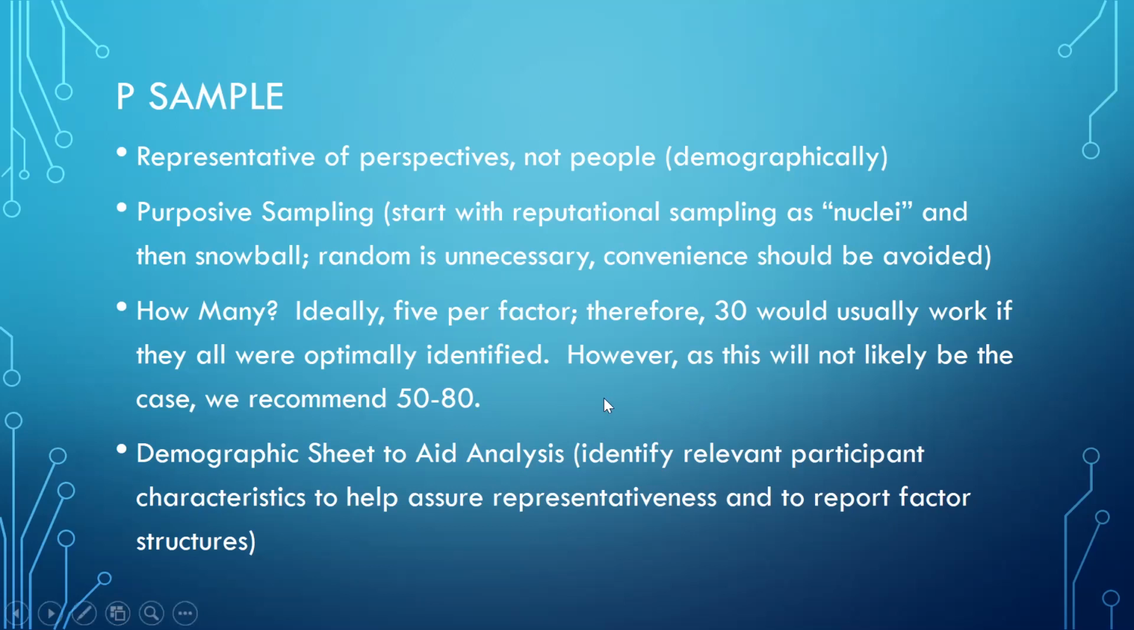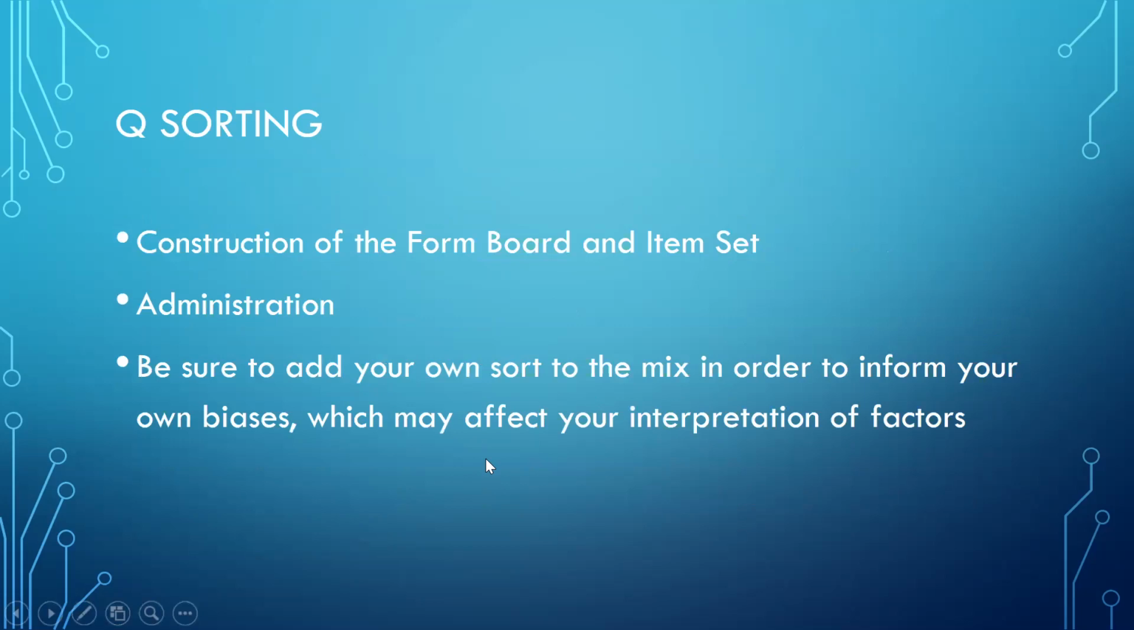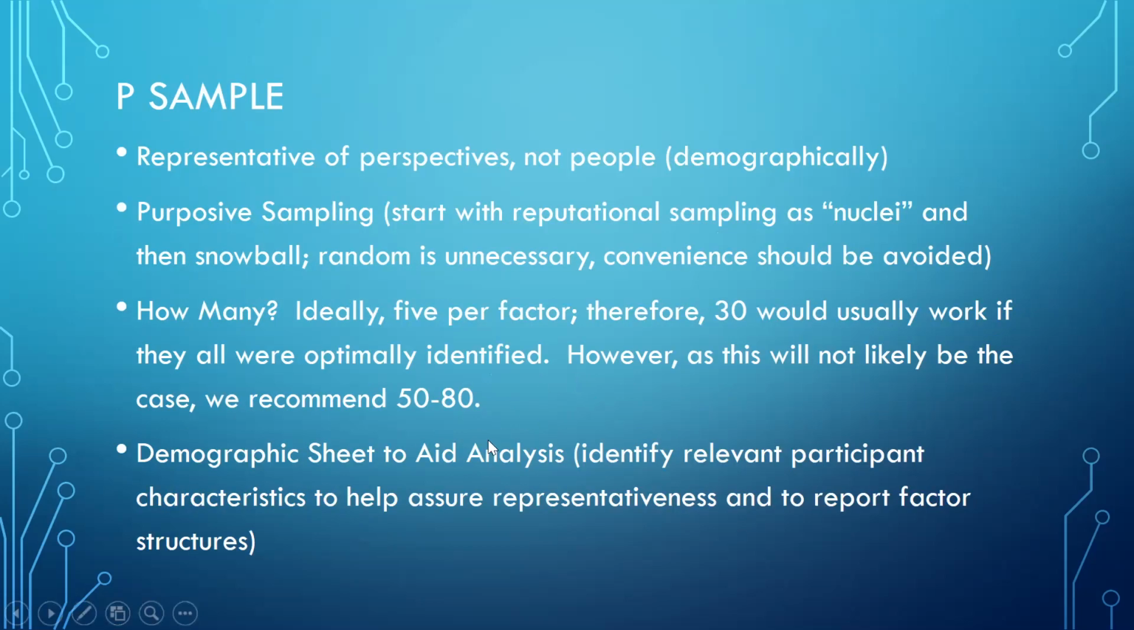So Q methodology recommends 50 to 80. I've never done one with that many personally. It kind of depends on your study and the population that you have access to, but about 30 is a good number for a broad set of participants.